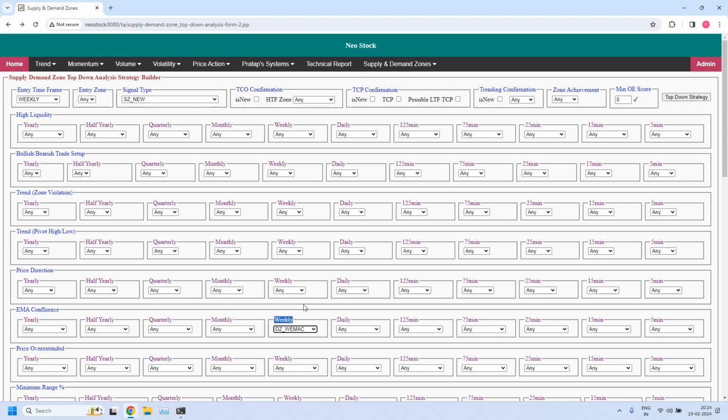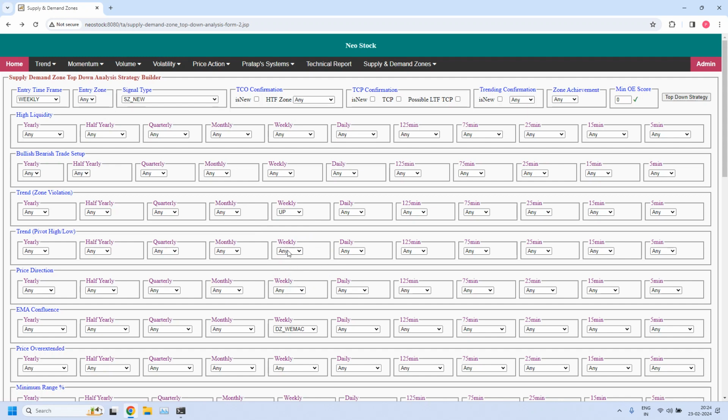But EMA confluence makes some sense only in a trending market. So that's why I'm selecting a weekly trend. Weekly trend should be up, and then EMA confluence is there, then only it makes sense for the demand zone. So that is the reason why in trend zone violation for weekly time frame, I am selecting uptrend.